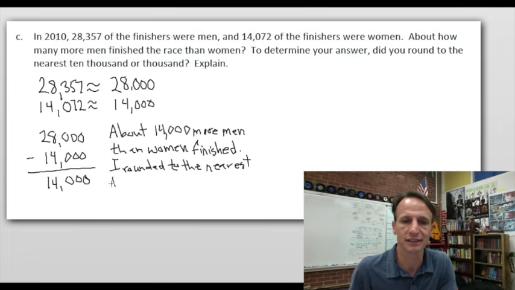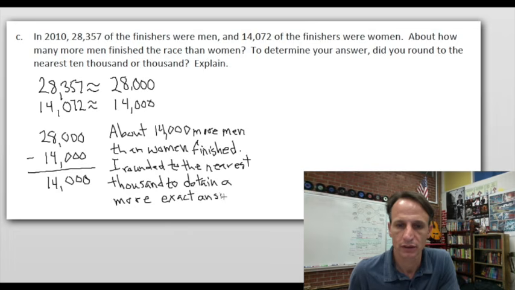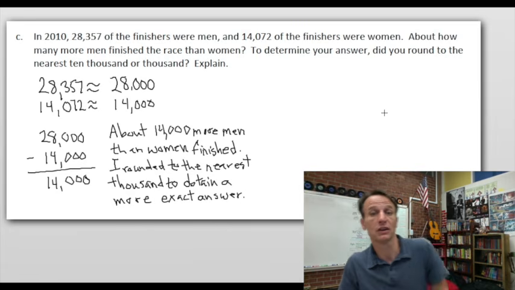I rounded to the nearest 1,000. And why did we do that? To be more accurate. Or, let's be a little fancier in our wording, to obtain a more exact answer. How's that? Because there is a difference between 14,000 and 20,000.